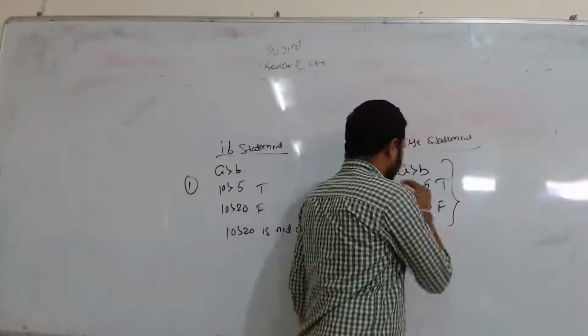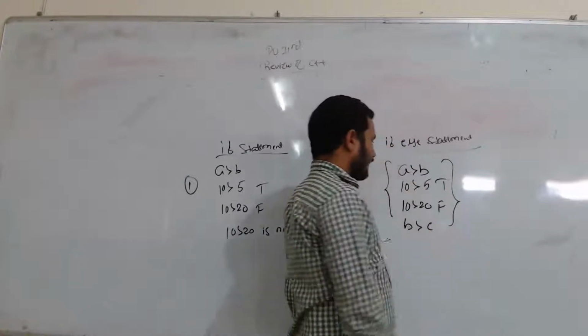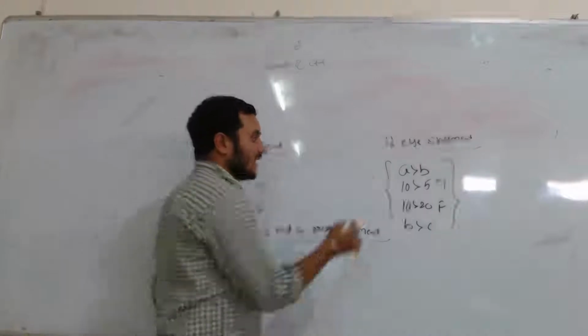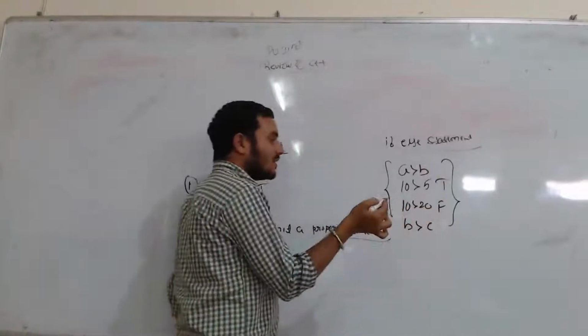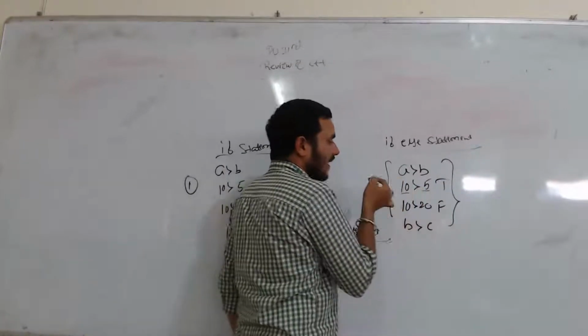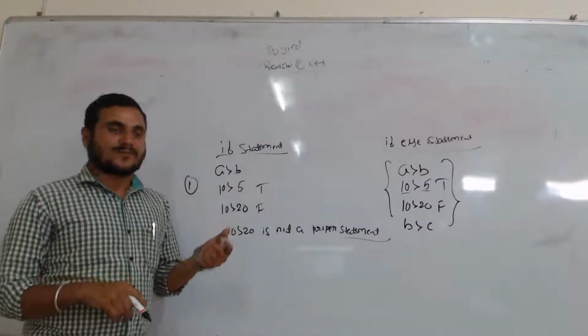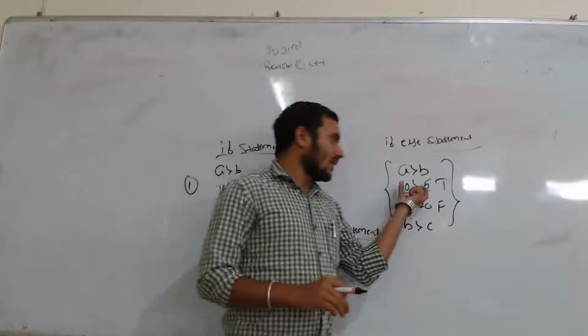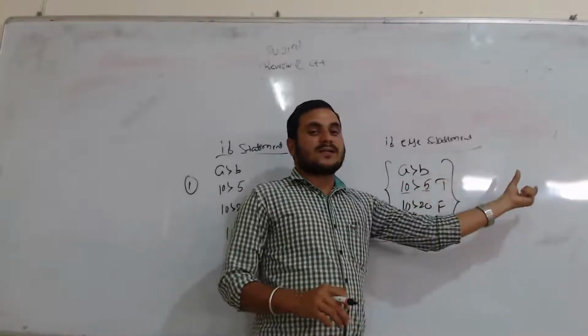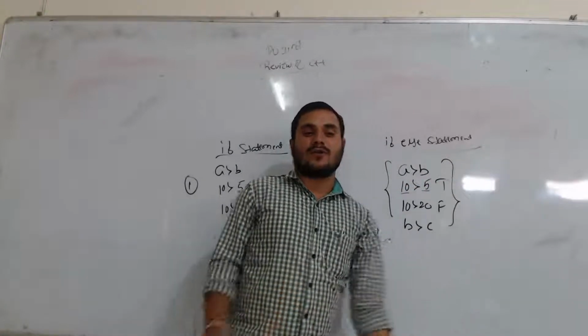B greater than C. So first, A greater than B. Suppose I am giving the numbers 10 greater than 5. Yes, of course, 10 is bigger than 5. The condition is true. If the condition is true, the statement will execute and come out of the loop.